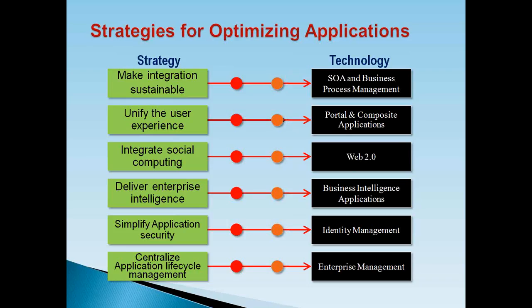And here you can see the technology and the strategy. SOA and business process management are mainly for integration, and portal and composite applications unify the user experience. Social network or social computing, Web 2.0 technology, business intelligence, OTBI, then identity management, application security, and enterprise management, centralized application lifecycle management. So what is the technology and what is the strategy for getting optimized results?